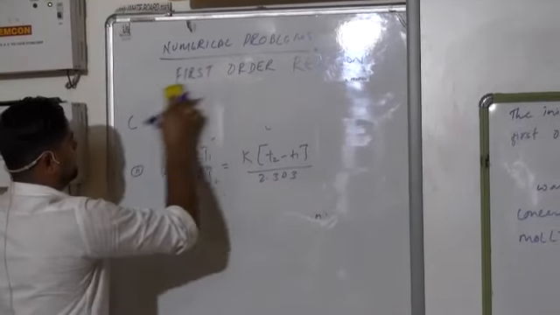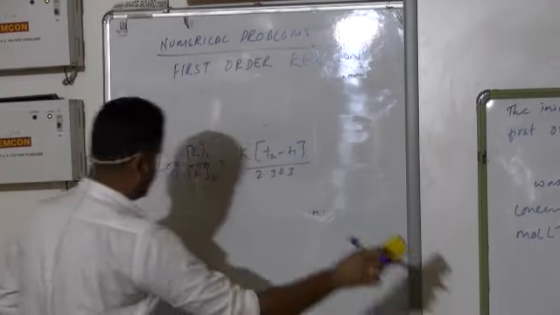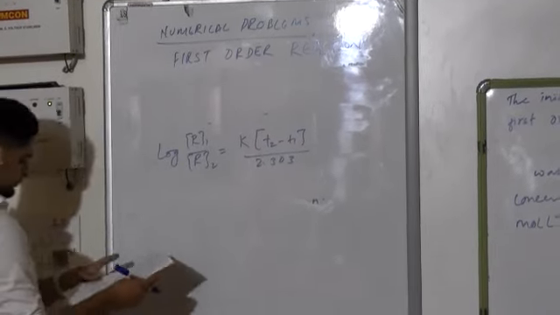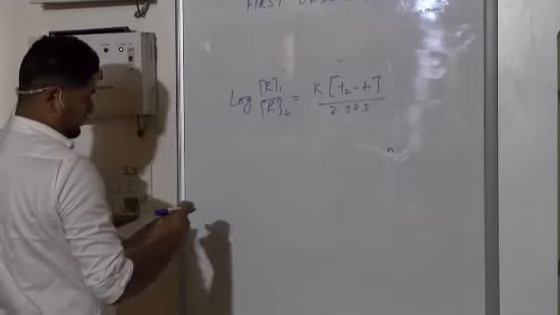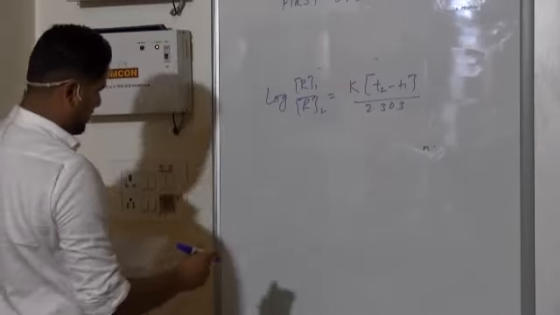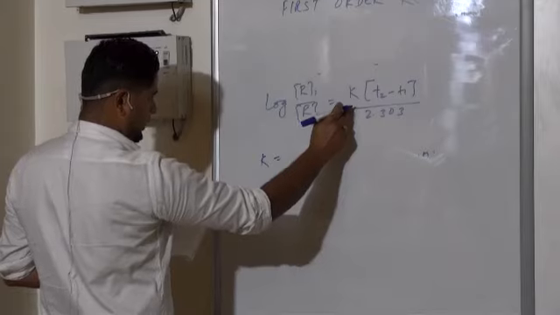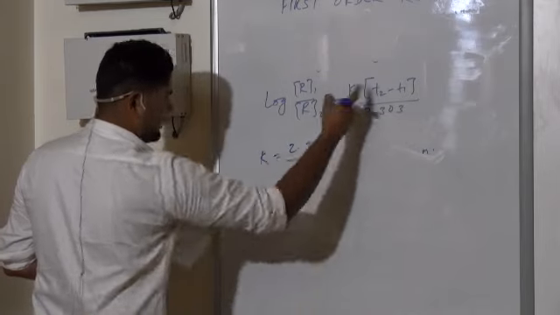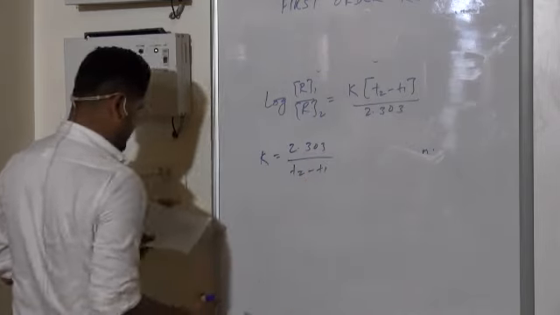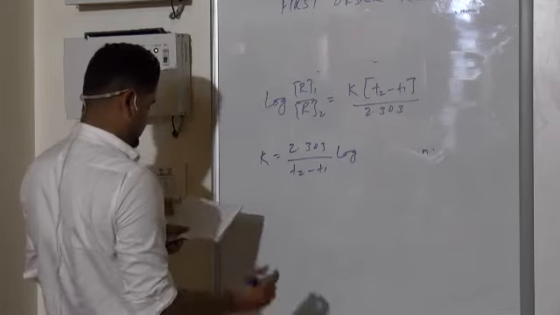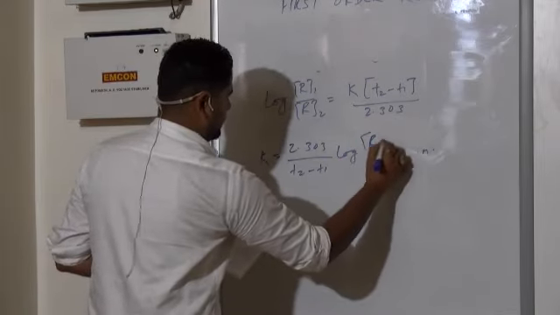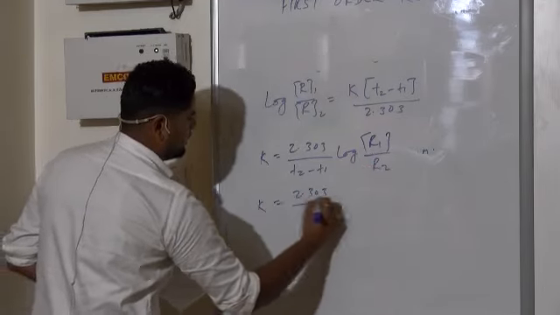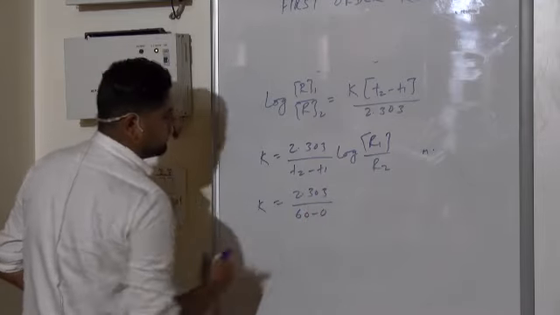So let me rub this one and this one, and let us try to put the values of all this here. We need to find K, so let us make K the subject. K is equal to 2.303 divided by T2 minus T1, log R1 by R2. So K is equal to 2.303. T2 is how much? 60. T1 is how much? 0.